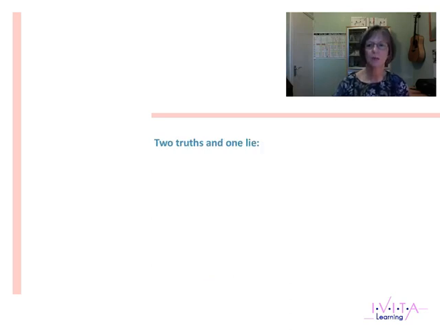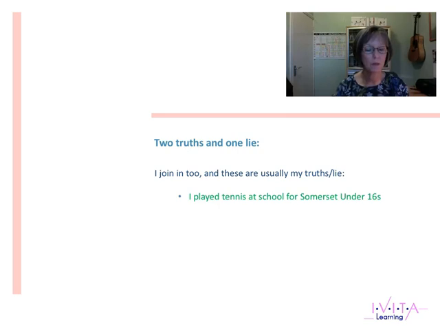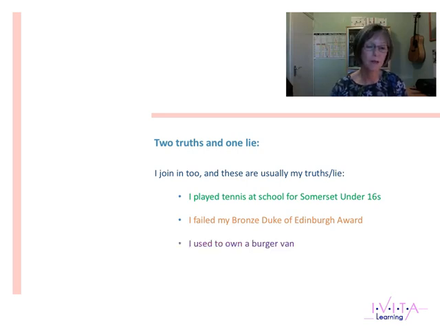I join in with this one too, actually, and write my 3 up on the flip chart to give the learners a clue as to the sort of things. These are the ones that I normally write. I write that I played tennis at school for Somerset under-16s. I write that I failed my Duke of Edinburgh Bronze Award. And I write that I used to own a burger van.